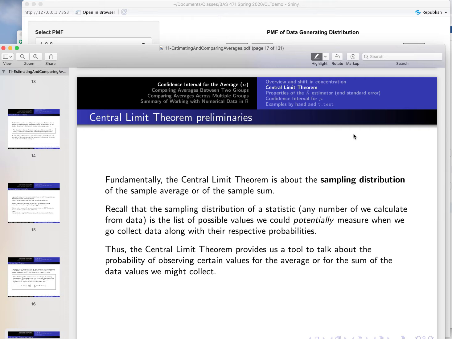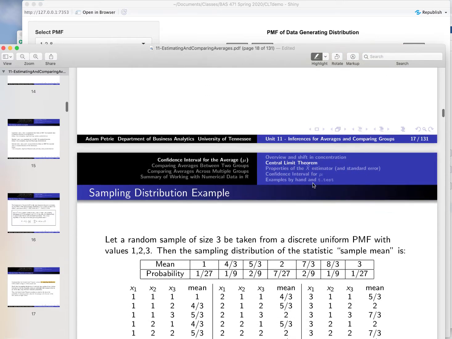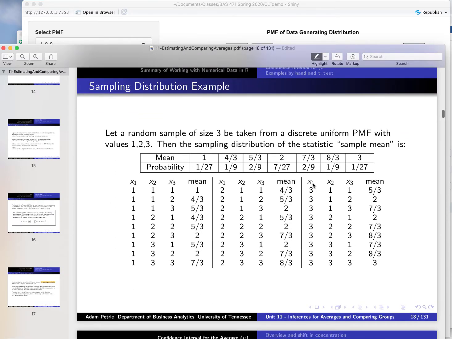Now, the central limit theorem is a theoretical result that talks about the sampling distribution of the average values of a random sample that we might collect. And so it's worth briefly reviewing what a sampling distribution really is. When we talk about a sampling distribution, that is a comment about the possible values of some statistic, some numerical value that we might calculate from a sample, and the relative frequencies of those values.